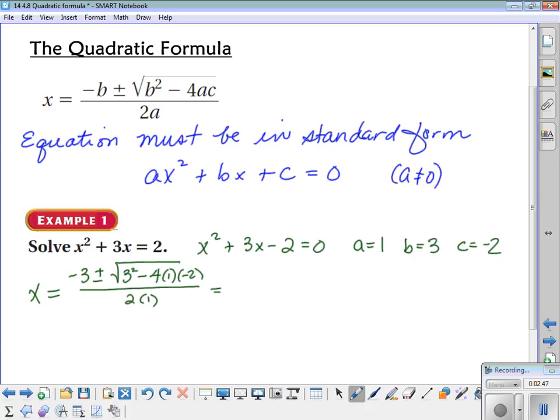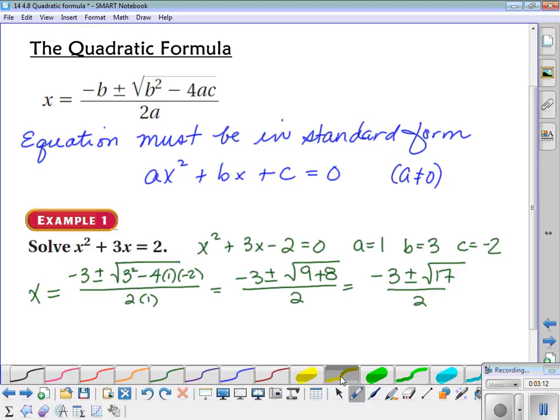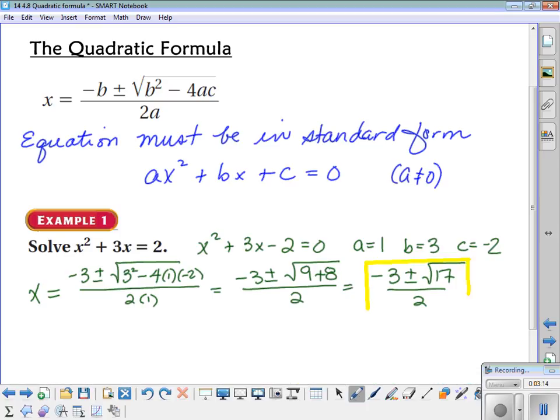So what do I have under my radical there? What is 3 squared? 9. And how about that minus 4 times 1 times negative 2? Plus 8. Okay. And then 2 times 1 is just 2. So on top then, I've got negative 3 plus or minus the square root of 17 all over 2. Can I simplify the square root of 17? Nope, I can't. So that's it. I'm done. That's your answer.